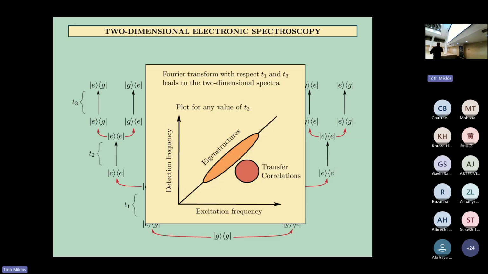On a very schematic and approximate level, what is done is we Fourier transform with respect to t1 and t3, and we define these 2D spectra, where on the x-axis there is the excitation frequency and on the y-axis the detection frequency. So we can see, for a given excitation frequency, which energy we detect over time, so over this time t2. So we can probe some internal dynamics in the system. This type of spectra gives information about the eigenstructure of the system and the transfer between eigenstates. So one can probe the dynamics between different excitonic states, for example.